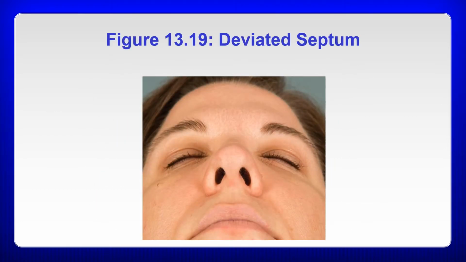So here's a picture. You can actually see someone with a deviated septum. If you look at the nostrils, they're not quite even in size, and you can see how the septum does not come straight down the middle. It deviates laterally.